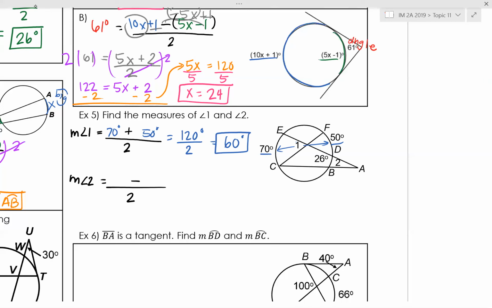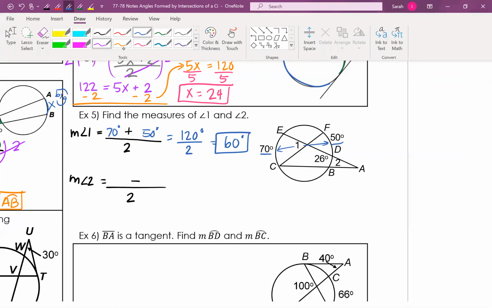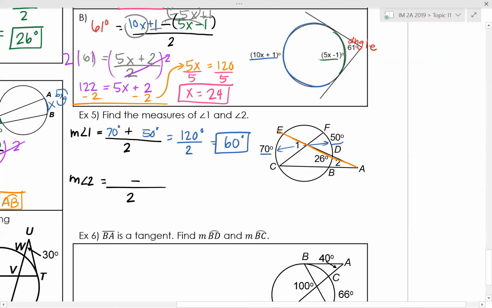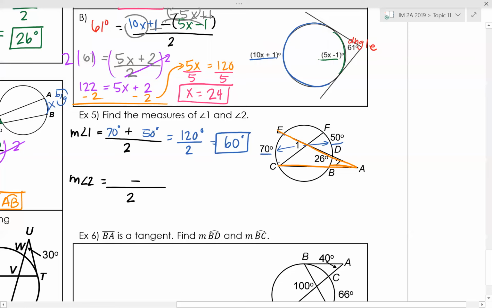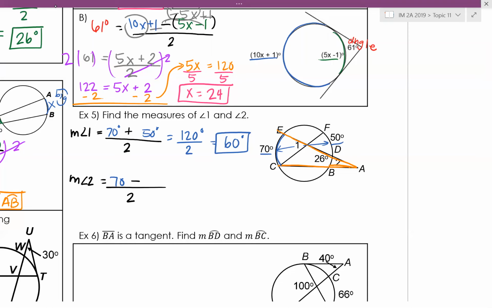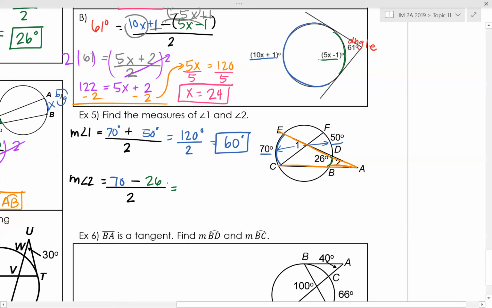If I look at where angle 2 is, and I'm just going to kind of highlight that one with orange so that we can see the angle and the 2 arcs that we need. That 70 is a part of this problem as well. So that 70 is actually the big arc. So we're going to do 70 minus the small arc, which is the 26 here. So 70 minus 26 gives us 44. And if we divide 44 by 2, that means that angle 2 is 22 degrees.